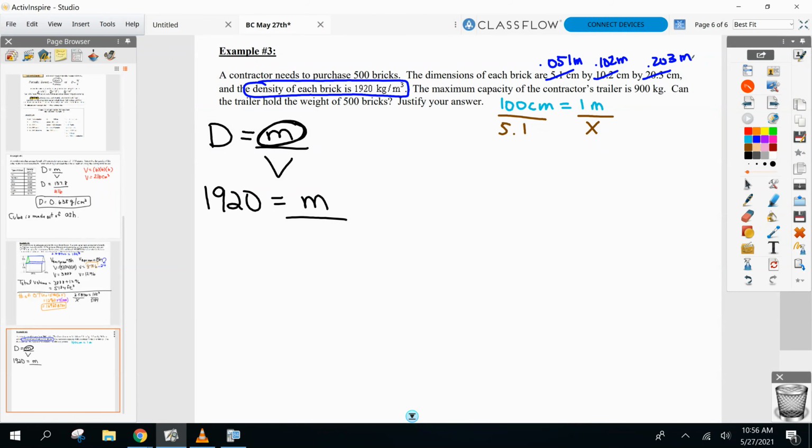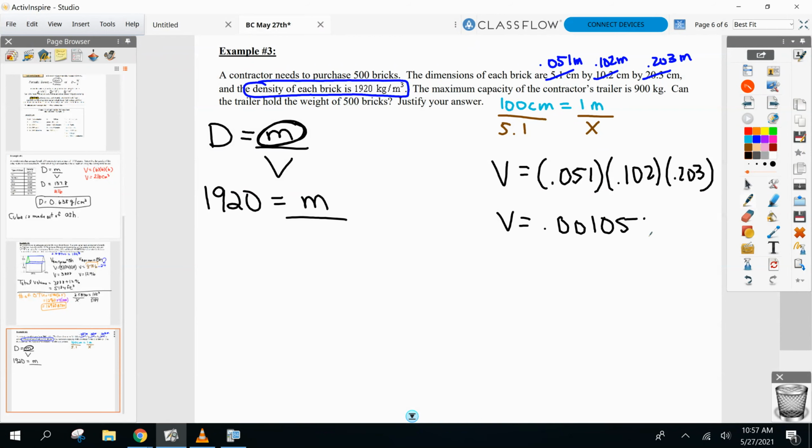Now find the volume of a brick: 0.051 times 0.102 times 0.203. We are finding the volume so we can plug it into the density formula to find the mass. And you know my philosophy, we're not rounding anything until the end. Volume units have to match your density units.